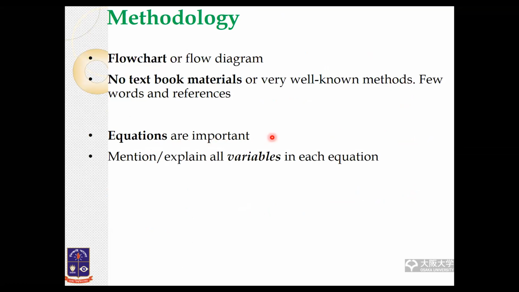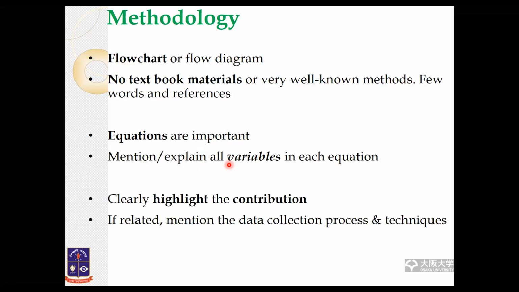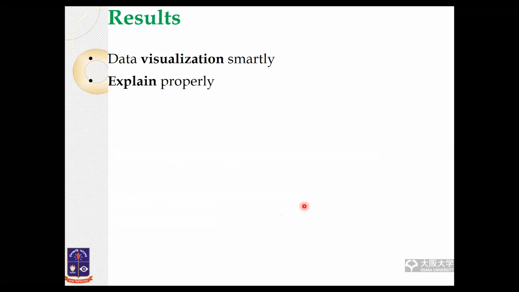Equations are important, especially in science and engineering. If a paper has no equations, of course, I'm not mentioning biological science or chemistry. So equations are important. But when you put an equation, mention and explain all the variables in each equation. You wrote an equation, but there is no explanation and the variables are meaningless, or there is no clarity, then it is not good. Clearly highlight the contribution and then go for your work.